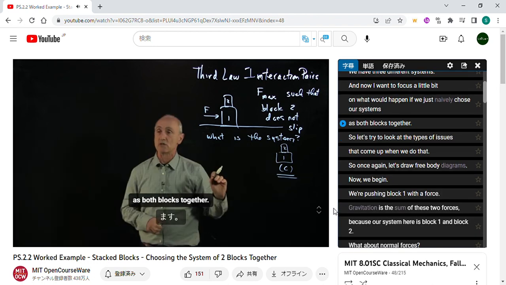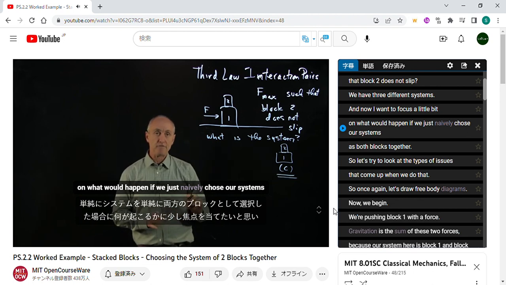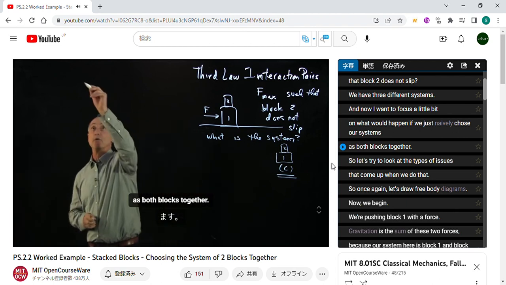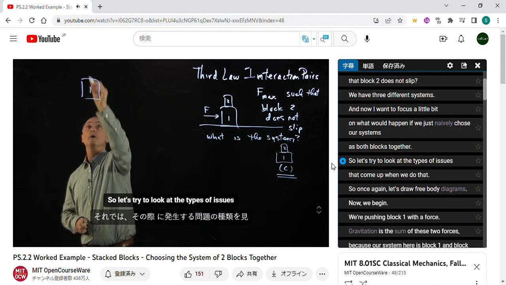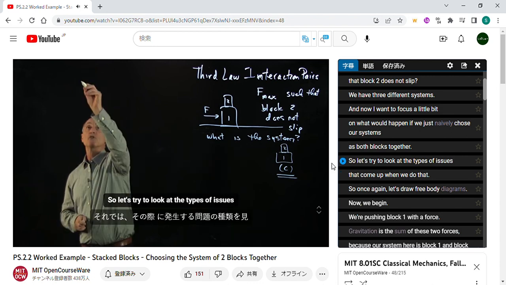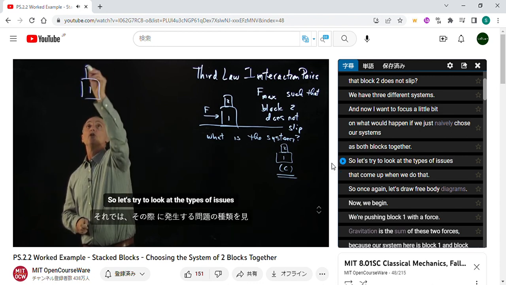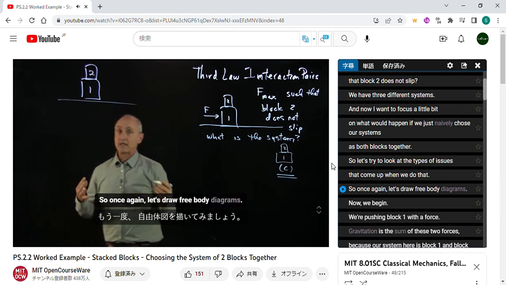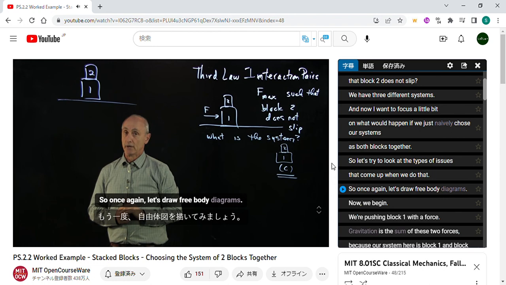So let's look at the types of issues that come up when we do that. Once again, let's draw free body diagrams.